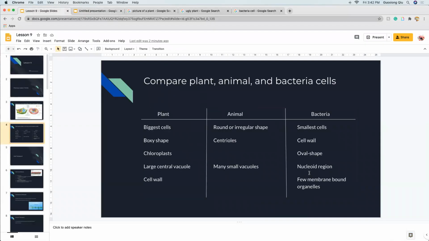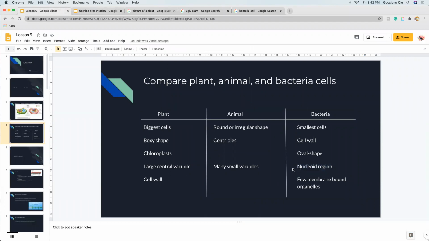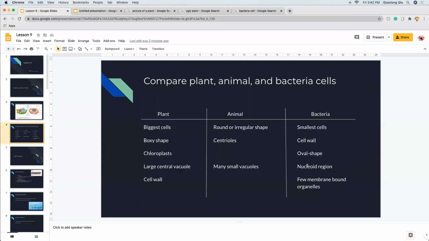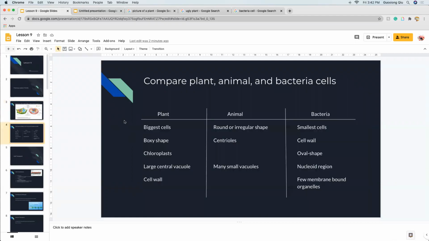Oh, wrong one. They have a nucleoid region instead of a nucleus, where instead of having all the DNA in a circle, their DNA is kind of just scattered in their cell. And they have few membrane-bound organelles. So you can see here, all functions within the cell are very clearly defined by different organelles. Chloroplast does this, the mitochondria does this, there's an organelle here, an organelle there. Whereas in a bacteria cell, their organelles are kind of just spread. They don't have specific organelles. Everything in them kind of does everything. That's the best way I can explain it.